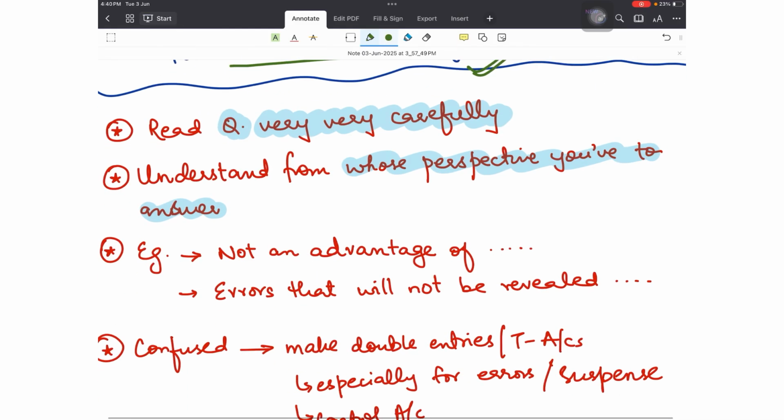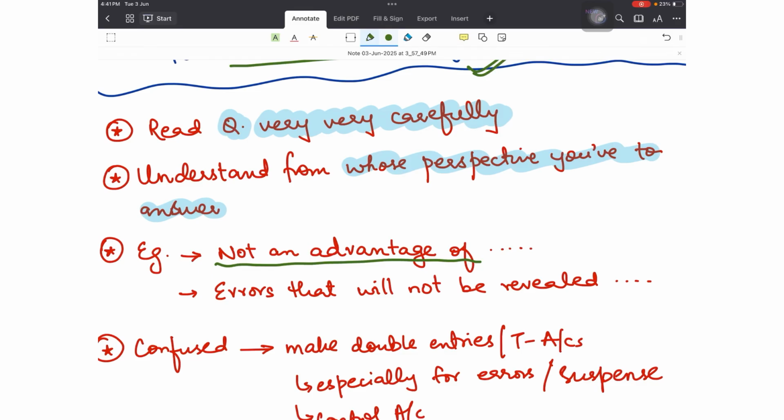For instance, sometimes you have to find out what is not an advantage of, for instance, being a sole trader. So if the options are A, B, C and D, 3 will be the advantages, 1 won't be the advantage, right? So reading the question carefully helps you in understanding it in a better way, right?